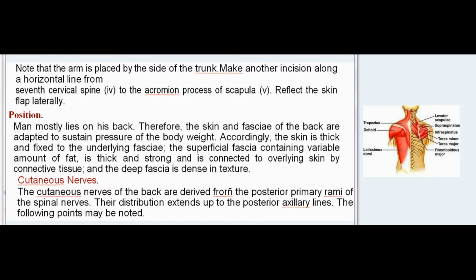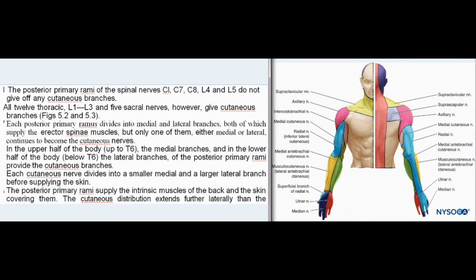Cutaneous nerves. The cutaneous nerves of the back are derived from the posterior primary rami of the spinal nerves. Their distribution extends up to the posterior axillary lines. The following points may be noted. 1. The posterior primary rami of the spinal nerves C1, C6, C7, C8, L4 and L5 do not give off any cutaneous branches. All 12 thoracic, L1, L3 and 5 sacral nerves, however, give cutaneous branches, Figs 5.2 and 5.3.